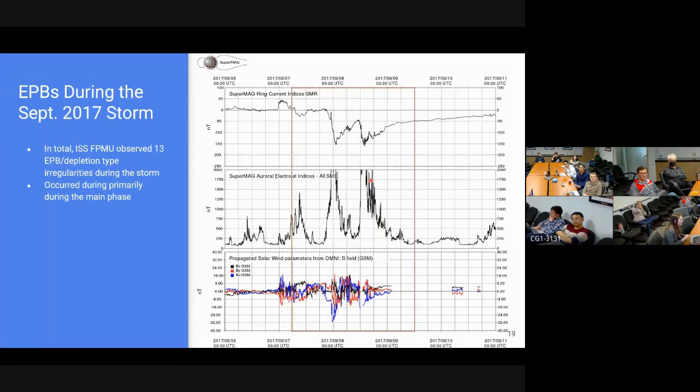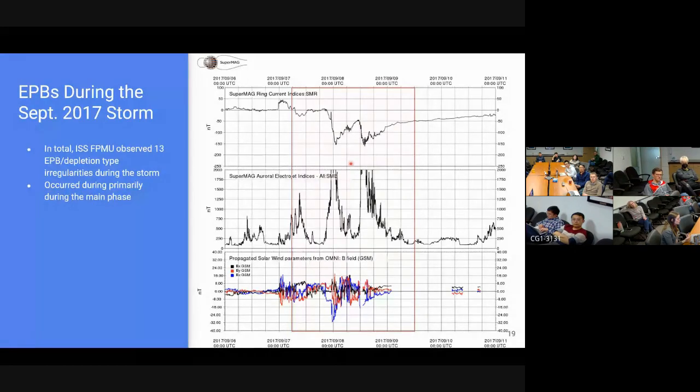Okay, so in total, ISS observed 13 of these EPV or depletion type irregularities during the geomagnetic storm, which represents a significant fraction of the total number of orbits that ISS had during that time period. And these occurred primarily during the main phase of the storm, the period of largest disturbance, which is when we would typically expect to see these types of events.